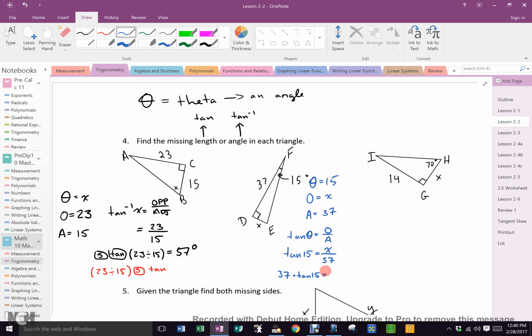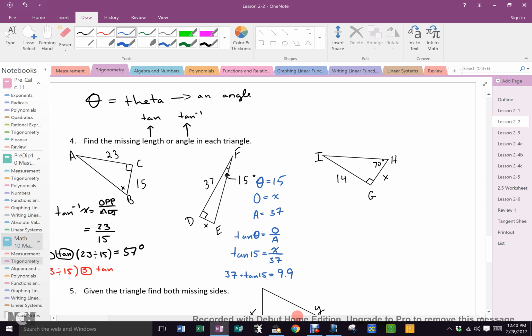Brianna, what do you have? It is 9.9. Okay, now Tanisha, you need to do this in reverse. So work with me here. Clear your calculator off. 15 tan times 37 equals. Okay? Everybody cool? Everyone was able to make that work?